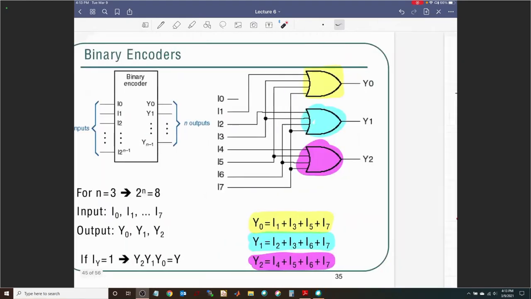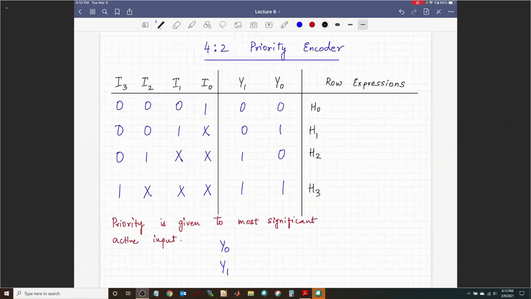All right, let's go back here. All right, so I want to monitor row expressions. H0, what is that? Well, it is I3 has to be a 0, I2 has to be a 0, I1 has to be a 0, I0 has to be a 1. For H1, I'm just writing expressions for each row. For H1, I3 is a 0, I2 is a 0, I1 is a 1, I don't care about I0. For H2, I3 complement and I2. For the last one, simply I3. So now we are ready to write the expressions for output Y0 and Y1. Y0 is what? I've got a 1 here and a 1 here. So H1 plus H3.